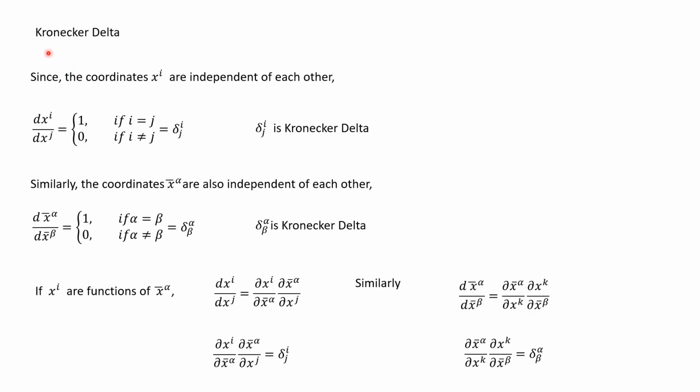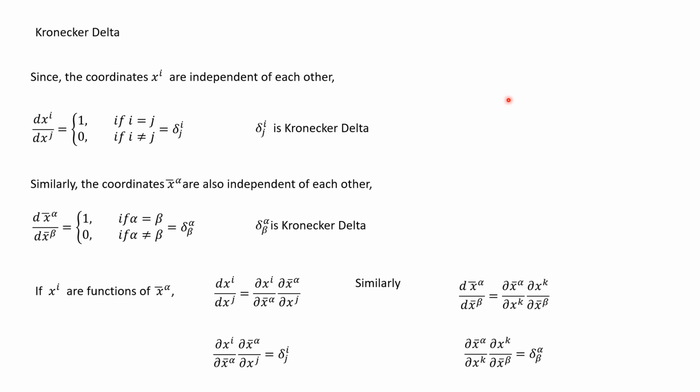So now let us define what is Kronecker delta. In the previous slides we have considered two different coordinates. One is a barred coordinate and the other one is a non-barred coordinate. For an unbarred coordinate, we have considered the example of Cartesian coordinates x, y, z, and for barred coordinate, we have considered the example of spherical polar coordinates r, theta, and phi.